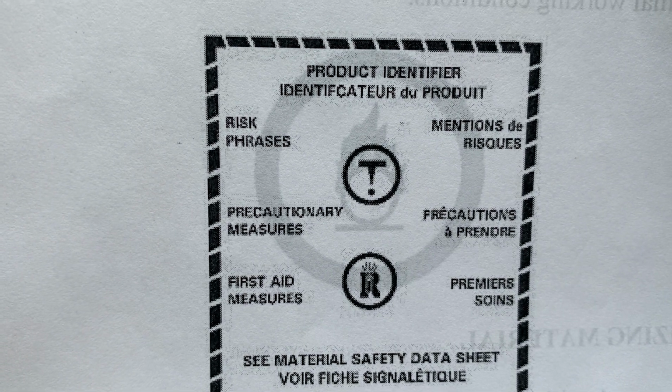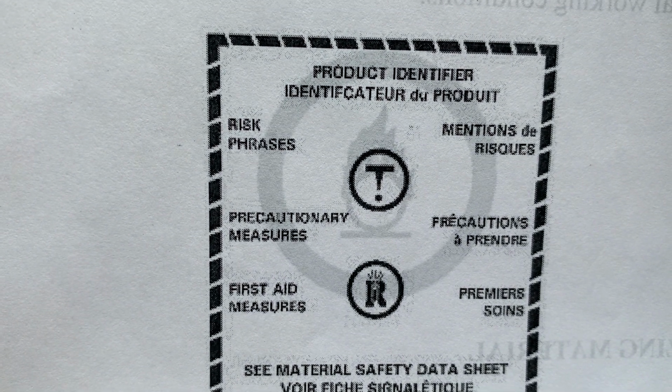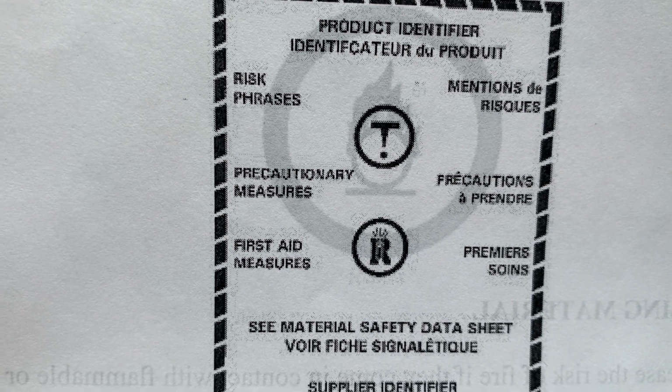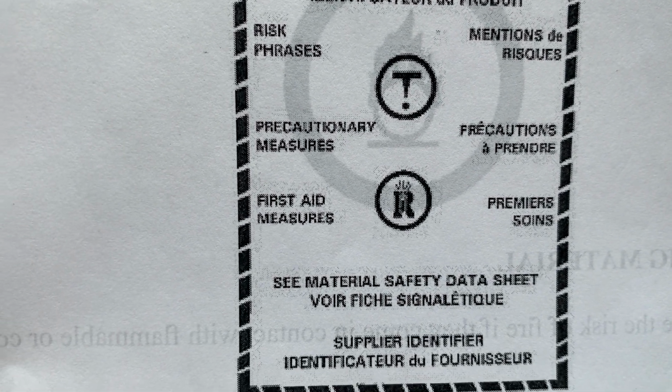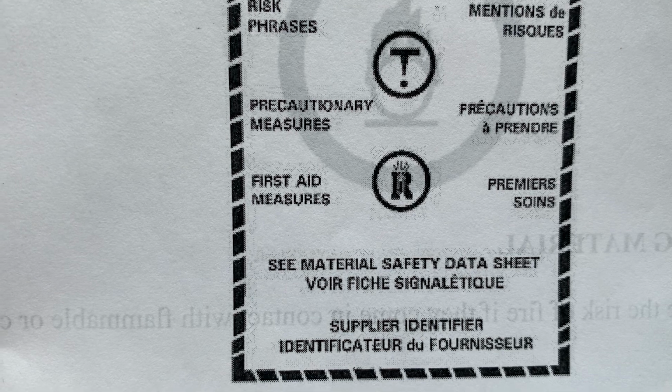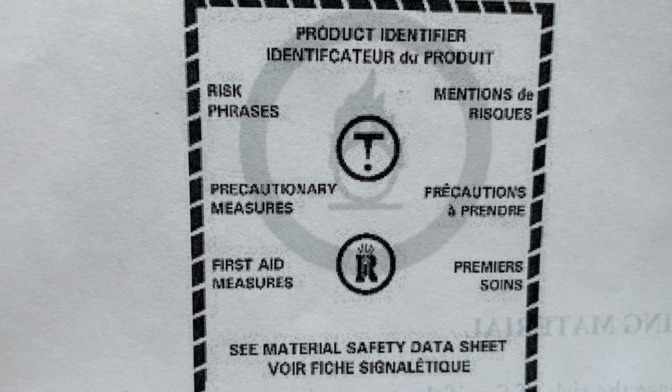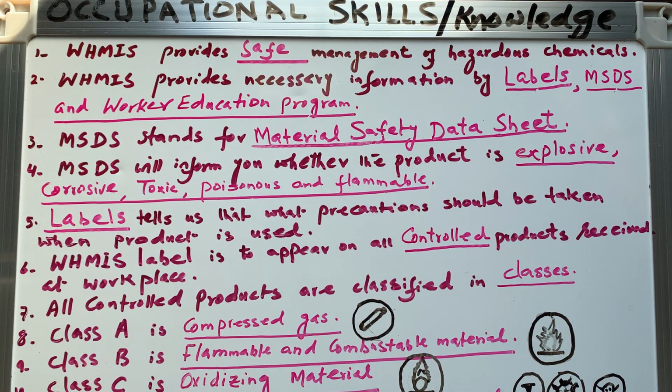Then we have risk. Then we have symbols on that, what it can contain and what it can cause. See the material safety data sheet. So this should be on the top of the product, right? We will see in a moment how we classify these products.